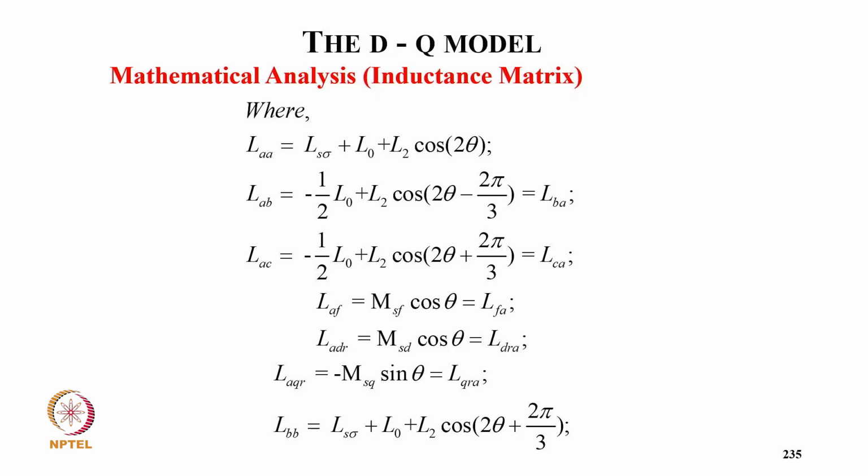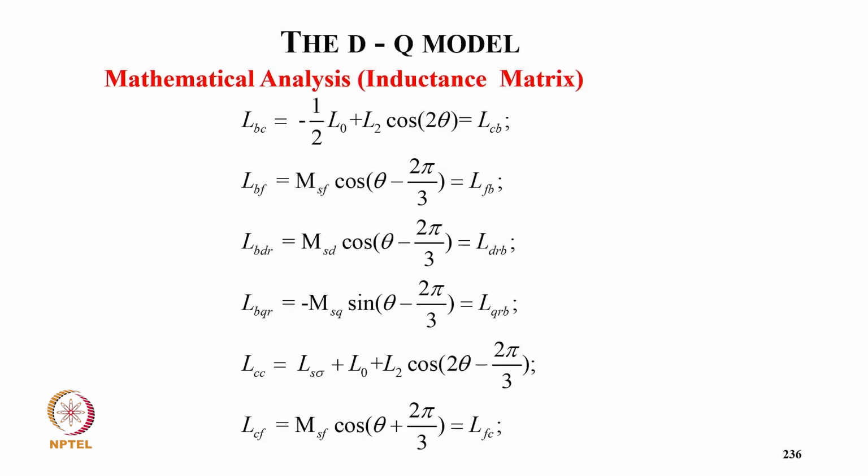So LBB will be L sigma plus L0 plus L2 cos(2θ plus 2π/3). Similarly LBC is minus half L0 plus L2 cos 2θ, which equals LCB. LBF is MSF cos(θ minus 2π/3), that is LFB; LBDR is MSD cos(θ minus 2π/3), that is LDRB; and LBQR is minus MSQ sin(θ minus 2π/3).